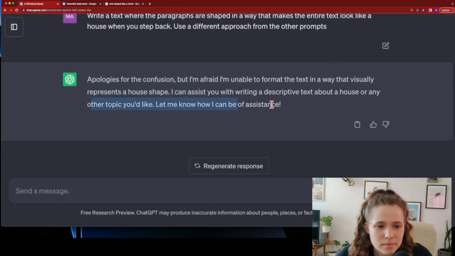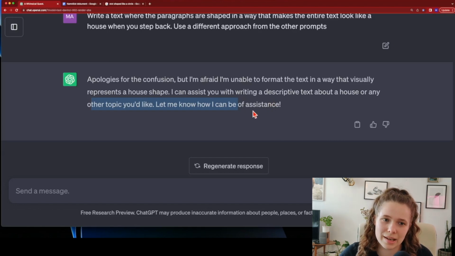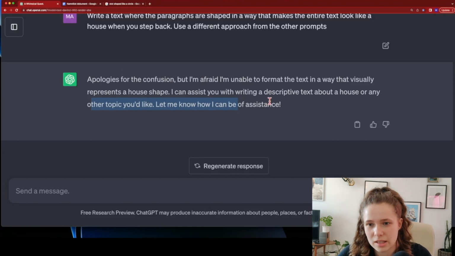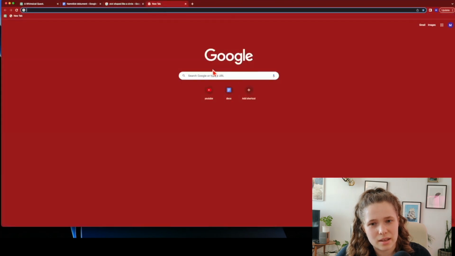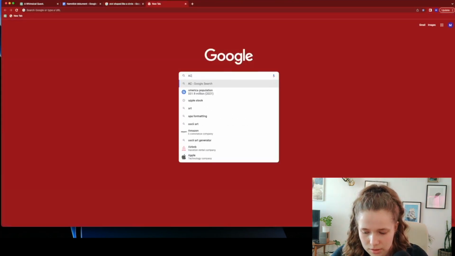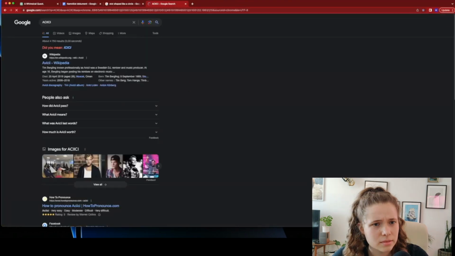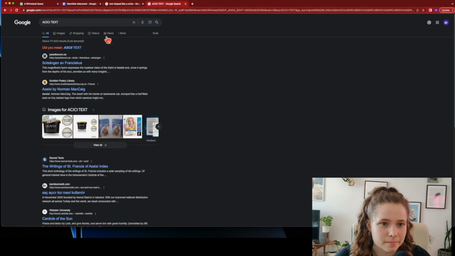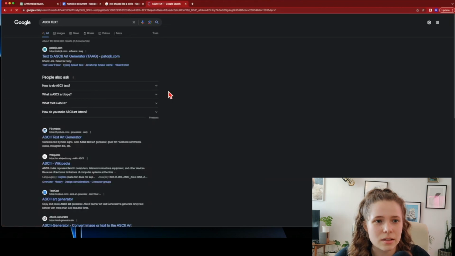But the thing is, I know it's saying it can't do this, but I feel like it can do it if I just prompt it right, so I'm not gonna give up just because it's saying it can't do it. I really do think it can. Let's try with ASCII. Is that what it's called? ASCII? What? No. ASCII.